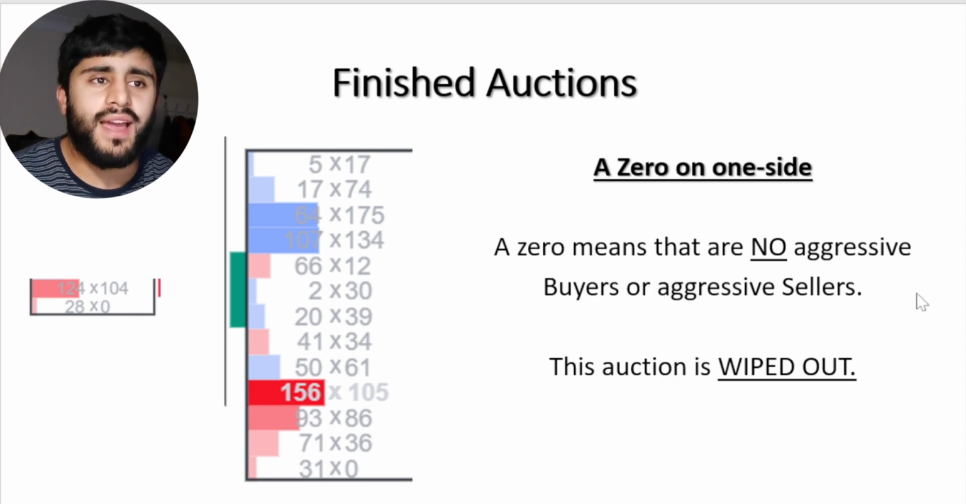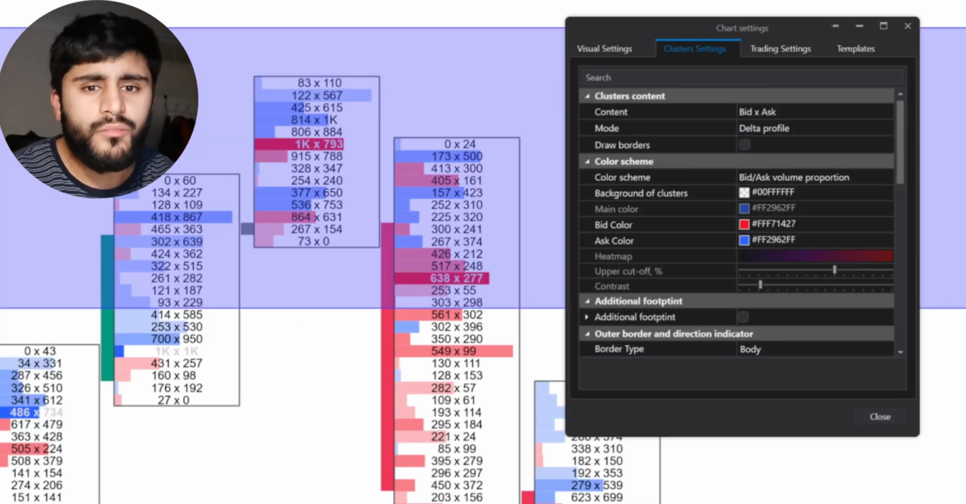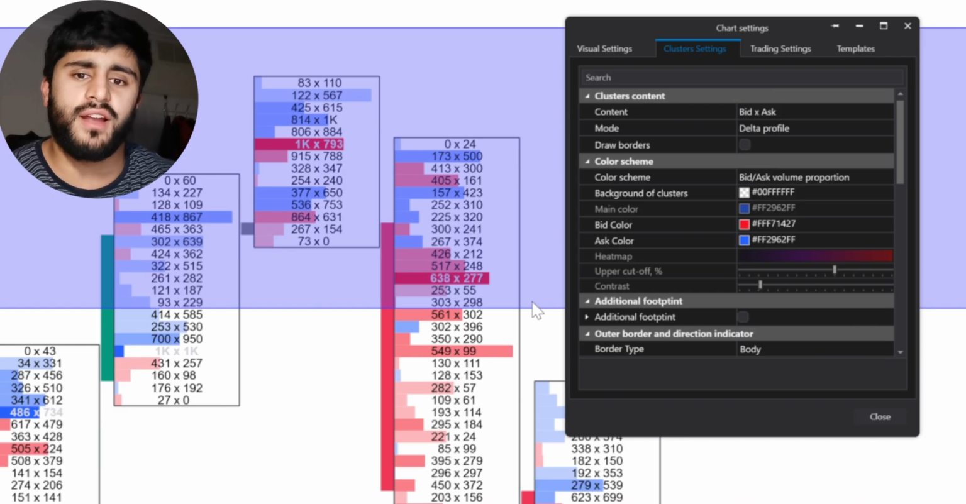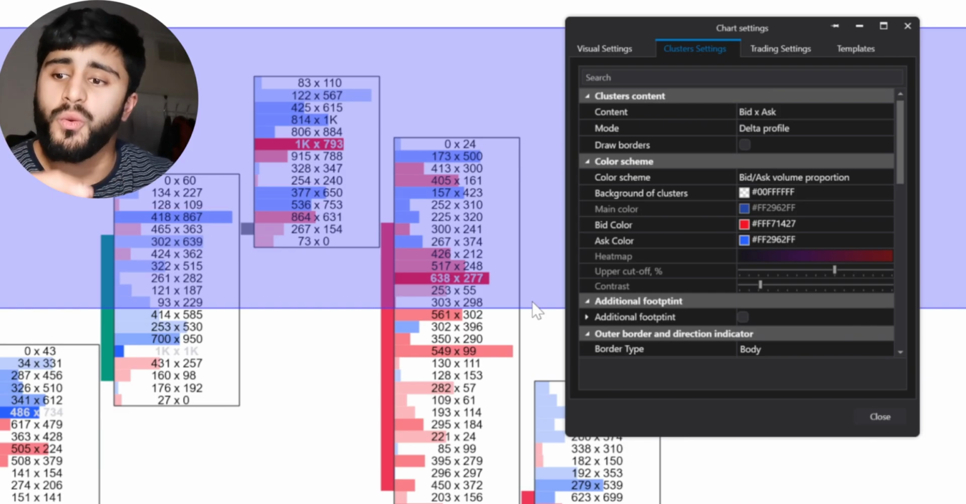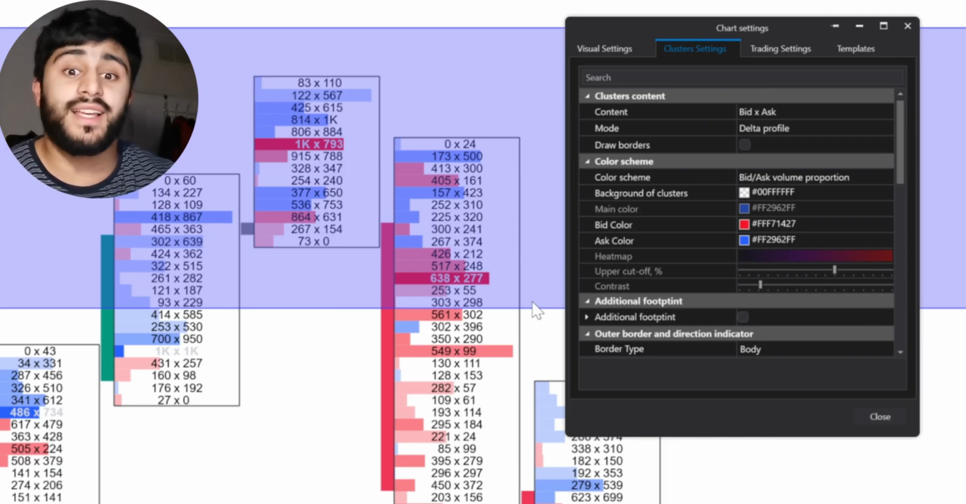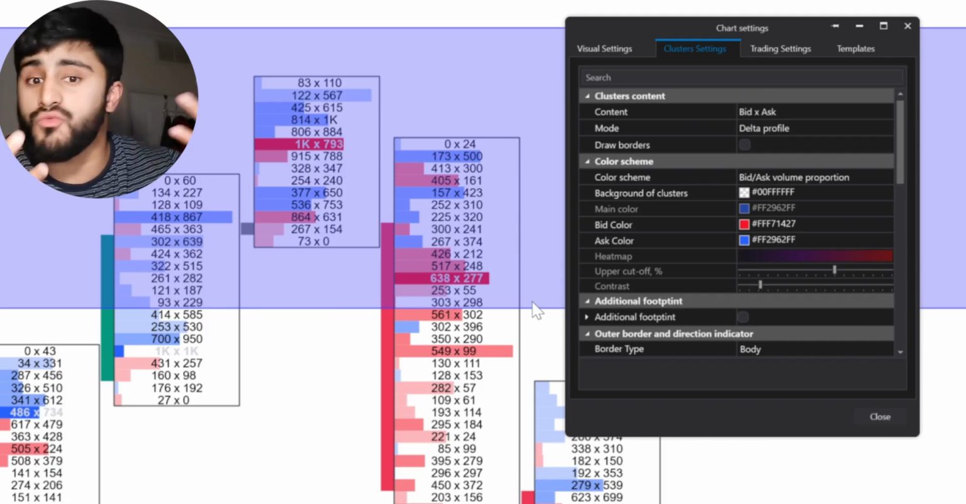So if we take this back and use a little bit of logic here: when price comes into a bearish fair value gap, we want to know if that bearish fair value gap is actually going to hold. We want to know if the aggressive sellers are going to show up. We want to know if sellers are really in control.